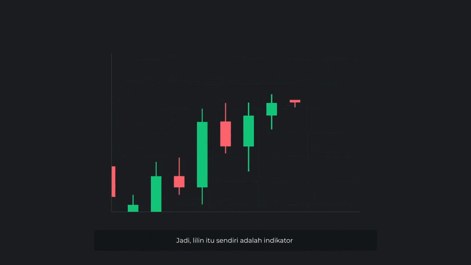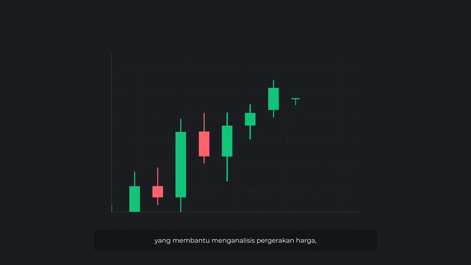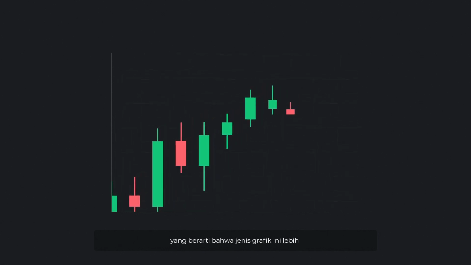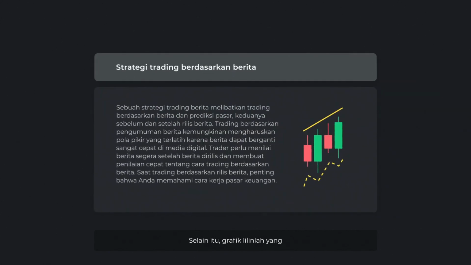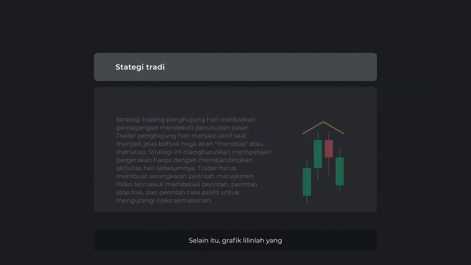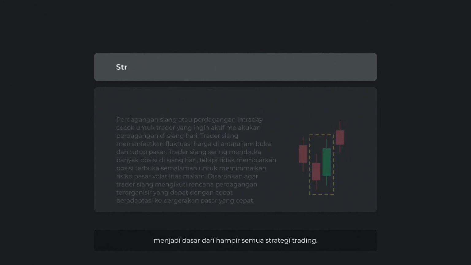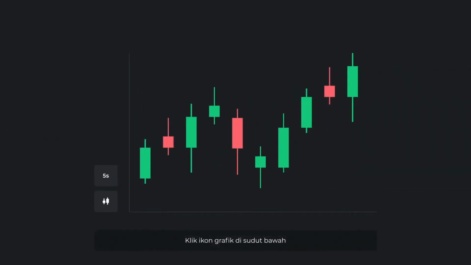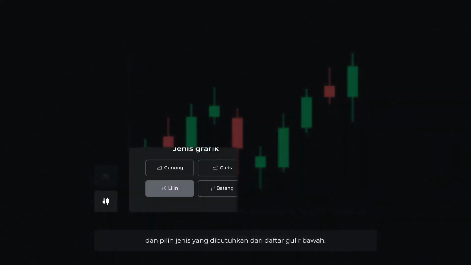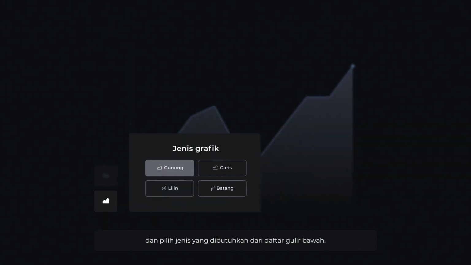So, candlesticks themselves are an indicator that helps analyze price movements, which means that this chart type is more informative and useful for the trader. Besides, it is the candlestick chart that almost all trading strategies are based on. Click the chart icon in the bottom corner and select the required type from the drop-down list.